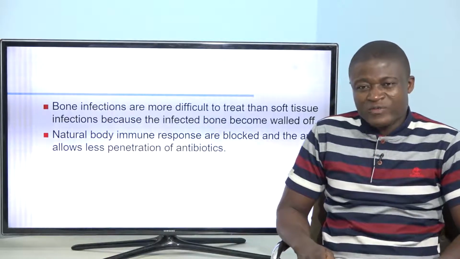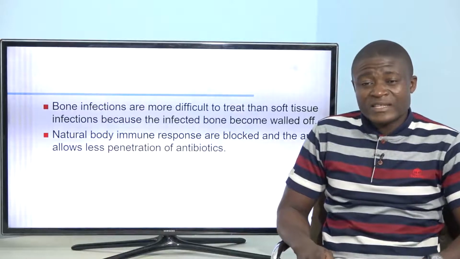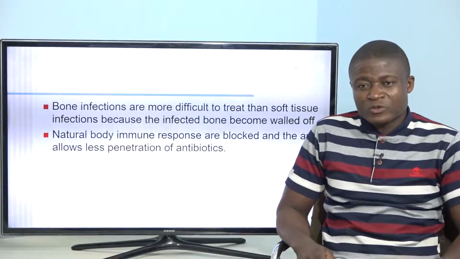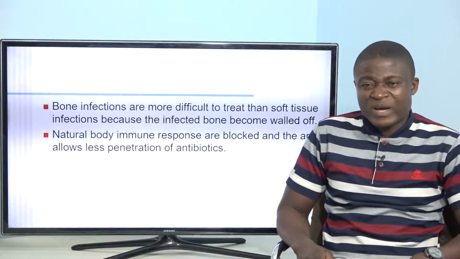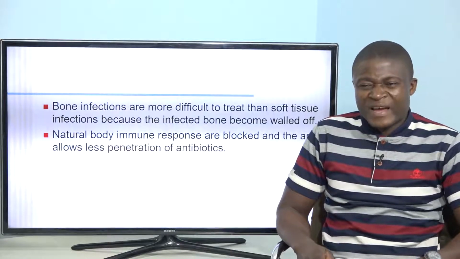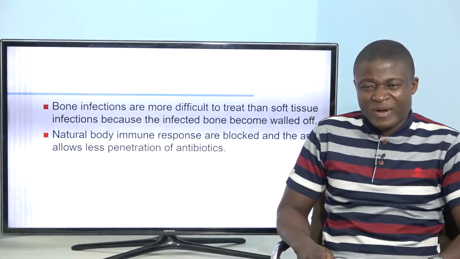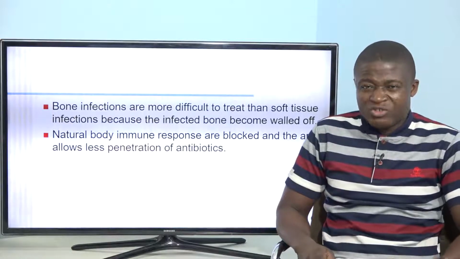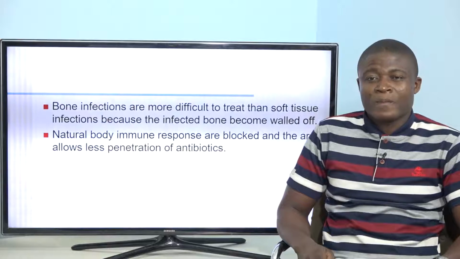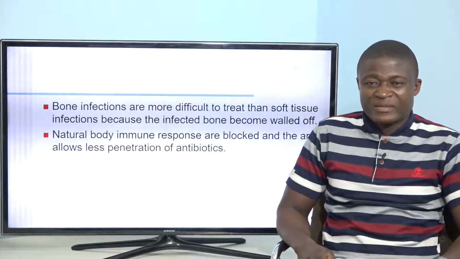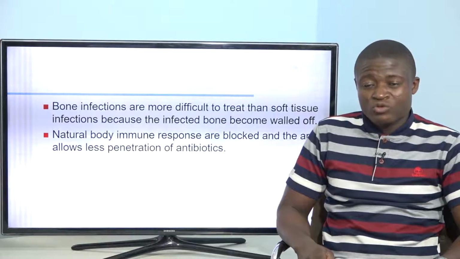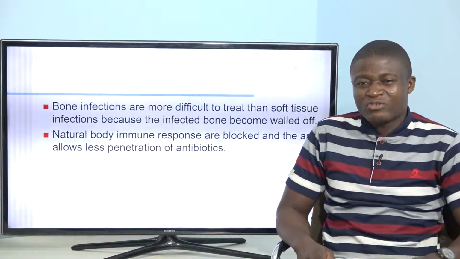you have pyelonephritis, or even a urinary tract infection, you can easily treat this simply because the body defenses, that is antibodies produced by the body to go in there and fight against the harmful, pathogenic organisms, can easily penetrate through the soft tissue to go and fight for you. But unfortunately, it is not like that in bones. When antibodies are produced in the body to go and fight pathogens in a bone setting, they are not able to penetrate through the bone.